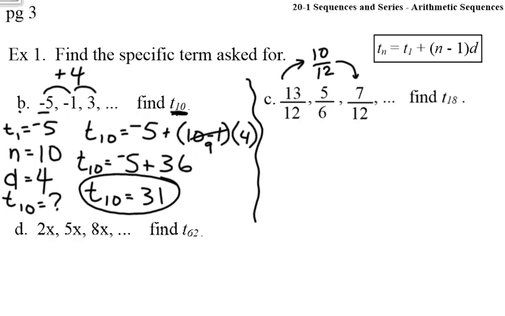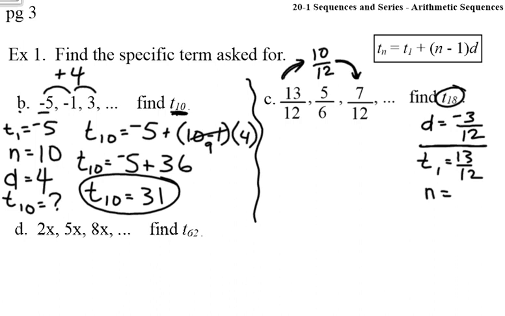Fractions, 13 to 10, we've decreased by 3, and our denominator always stays the same. So 13/12 subtract 3/12 is 10/12. 10/12 subtract 3/12 takes us down to 7/12. There's our D value. T1 is 13/12. What else do we need? We need the number of terms. We're looking for the 18th term, T18. So we know that that's 18.